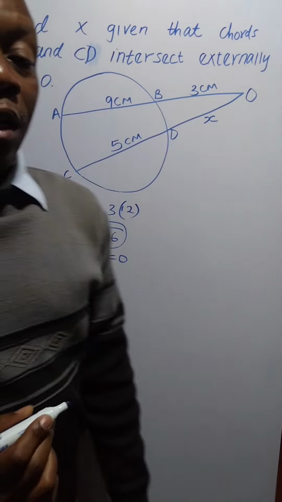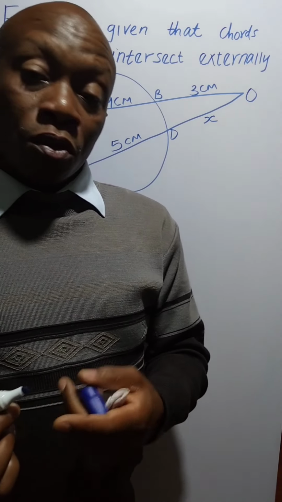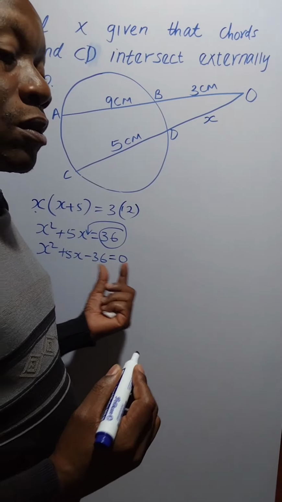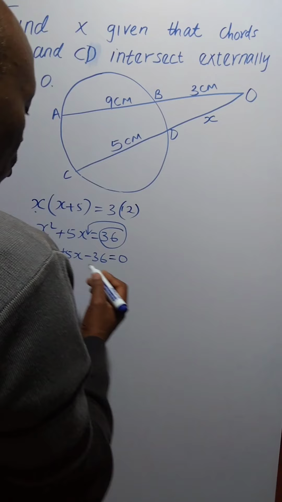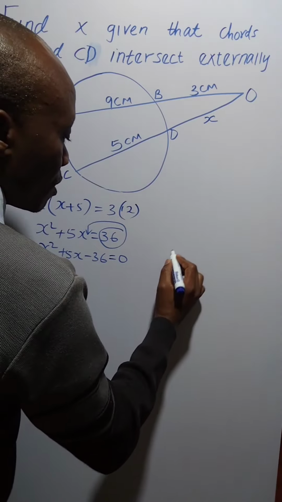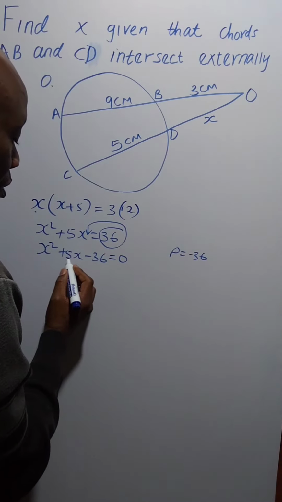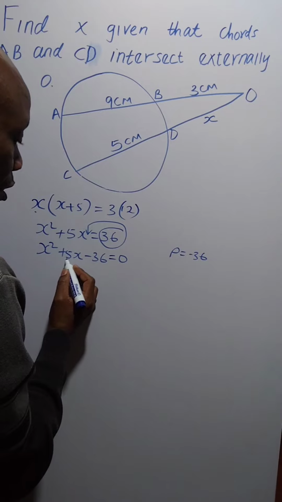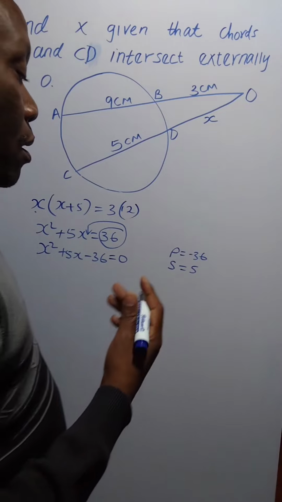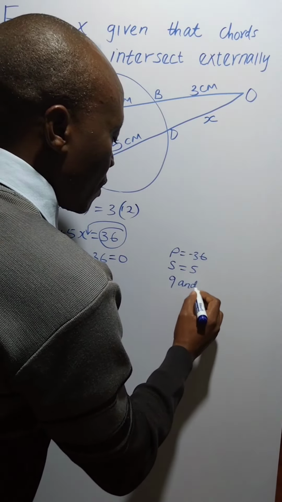Now we shall have ended up in a quadratic equation, and in our previous video which is on YouTube, we saw how we find the value of such a quadratic. So we are looking for two numbers in this case whose product is negative 36 and the sum should be this middle number here, which is positive 5. So the sum should be 5. So now in this case the numbers will be 9 and negative 4.